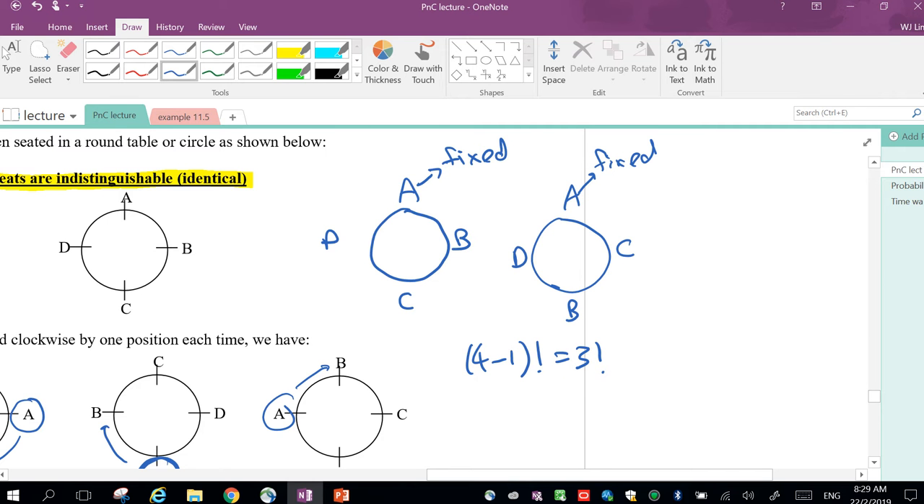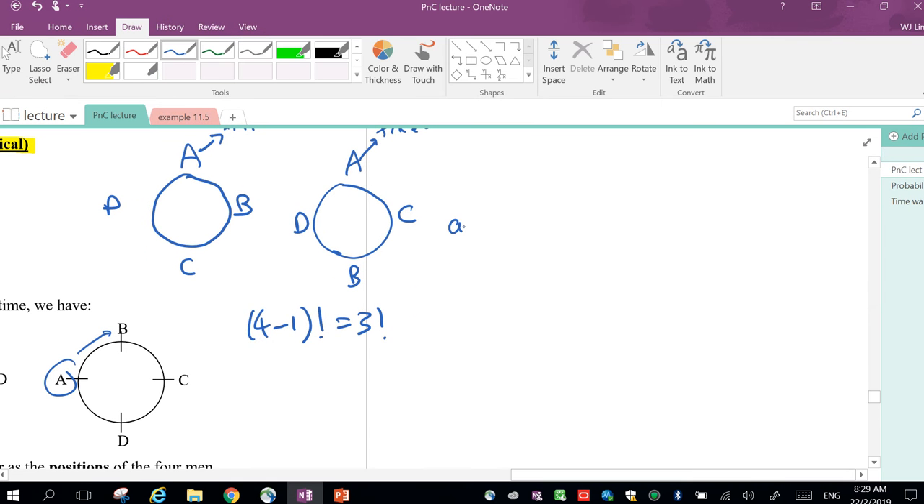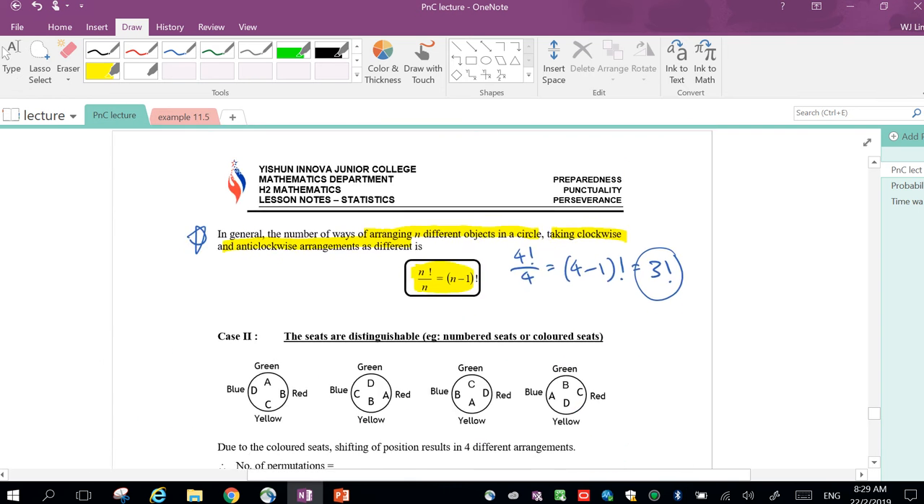Some of you see it this way: you fix the A, you arrange the 3. Therefore, it's 4 minus 1 factorial. Some of you see it as such: 4 factorial, you have 4 rotations, so you divide and combine them. So there are two ways to look at circular. Is that clear? So take note of that. That's about it. Let's move on to the next part.